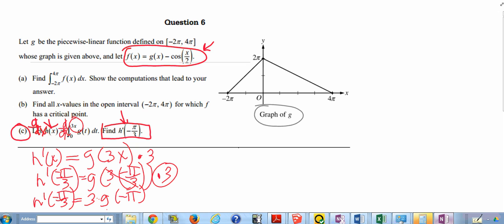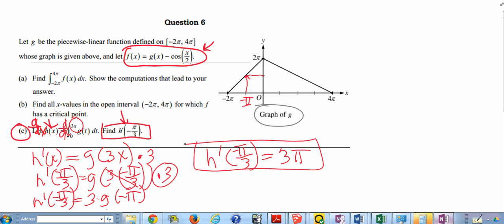So just go to the graph at negative pi, you're right here, and you just go up the graph, and you see that the y value is a positive pi. So part C, h prime at negative pi over 3 is equal to 3 times pi. It's 3 pi.